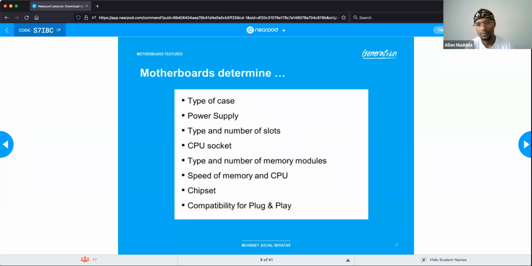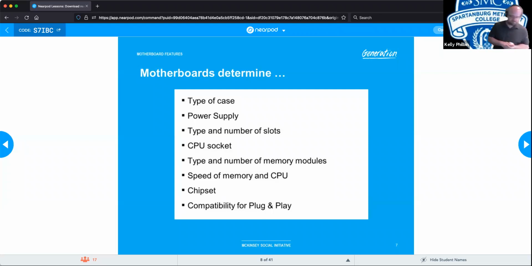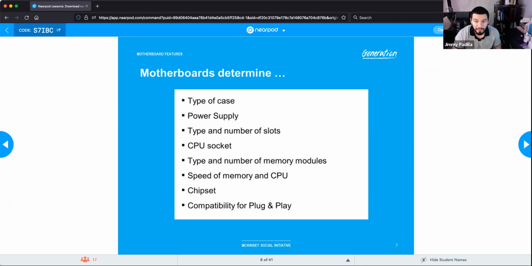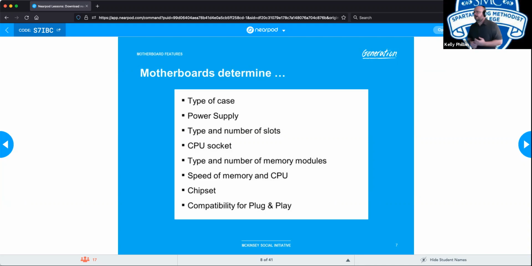So if I wanted to build the latest and greatest, the most powerful computer I could find, what kind of motherboard would I want to incorporate in that? Generally speaking, what form factor would I use? ATX. ATX, I like it.